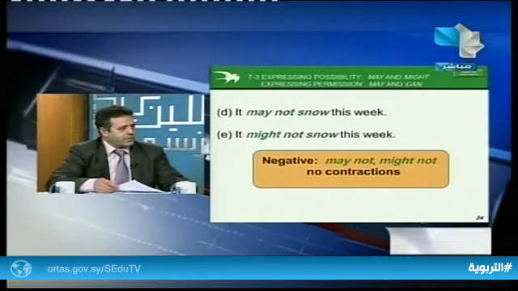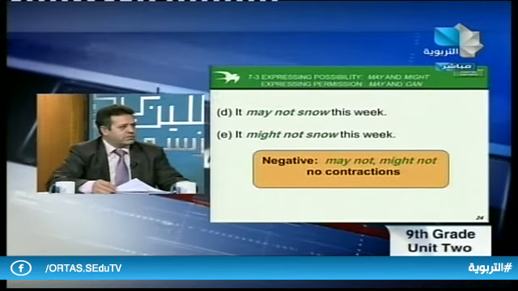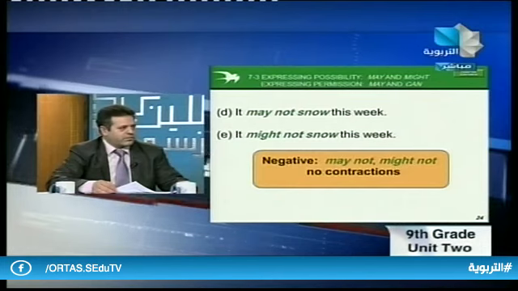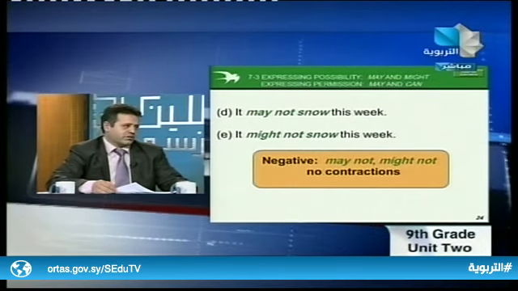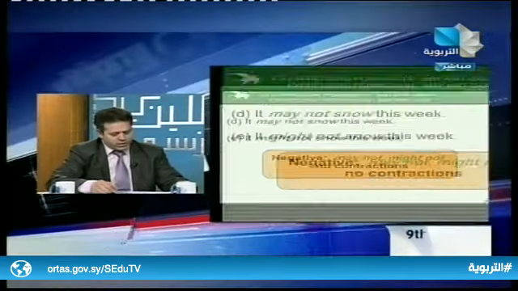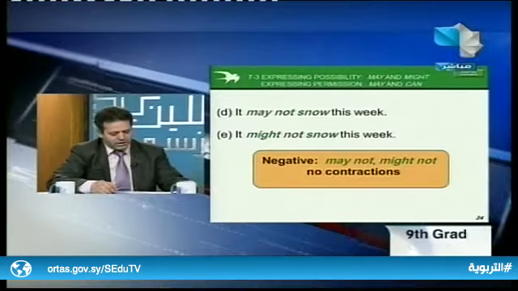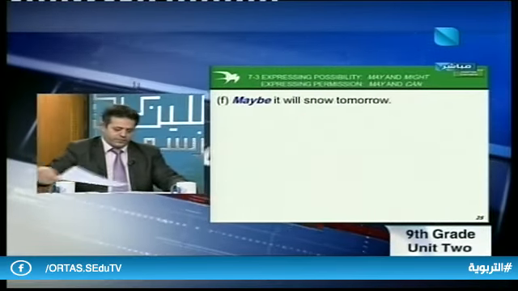So the negative form doesn't have a contraction: may not or might not. We have no contractions, no short forms. We cannot say a short form of it may not snow this week. We have to say each word separately: it may not snow this week.